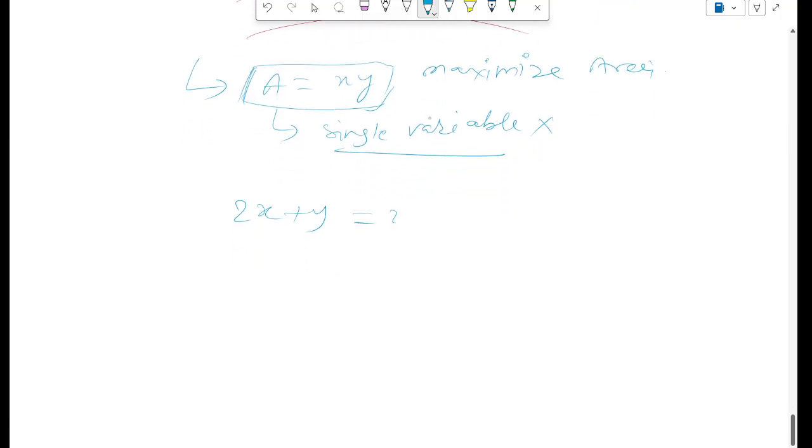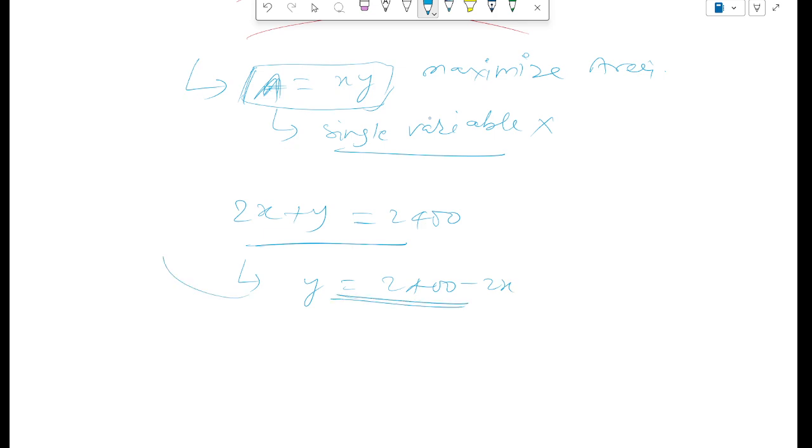This should be 2400. It should not go beyond 2400. We do not have that much material. Now using this, A equal to xy and 2x plus y equal to 2400, we have to express A in single variable form. From here we can say that we can write y equal to 2400 minus 2x, right?